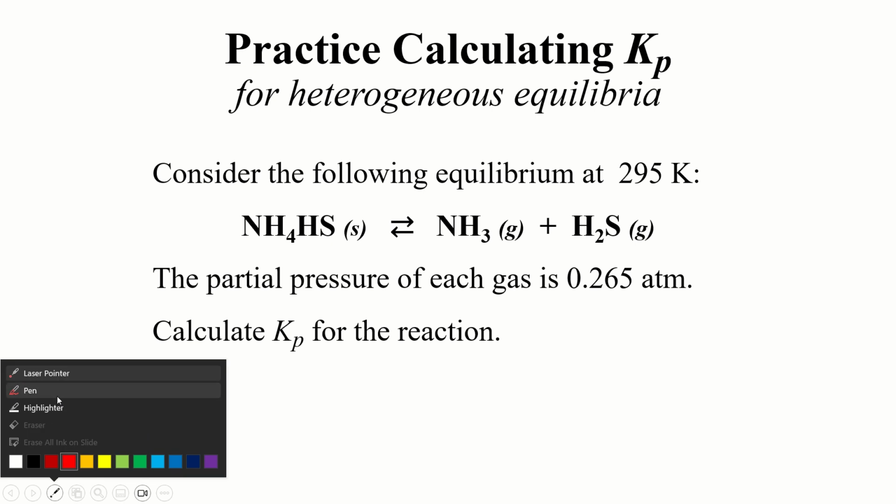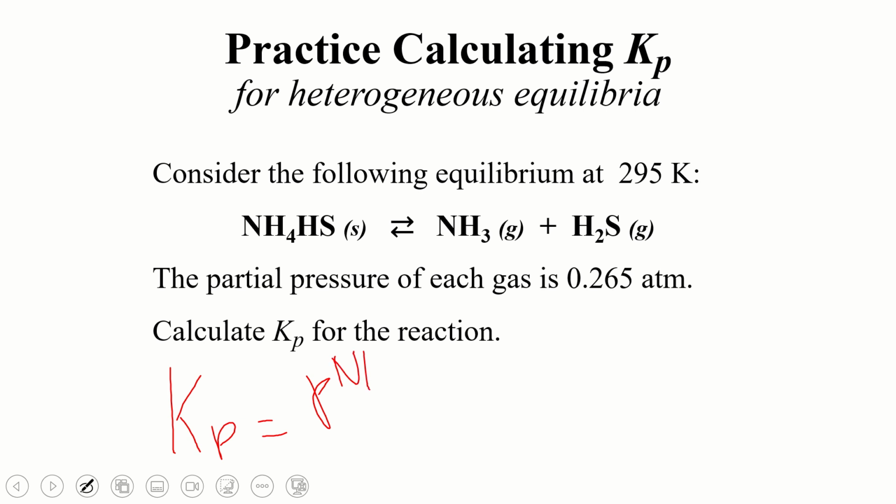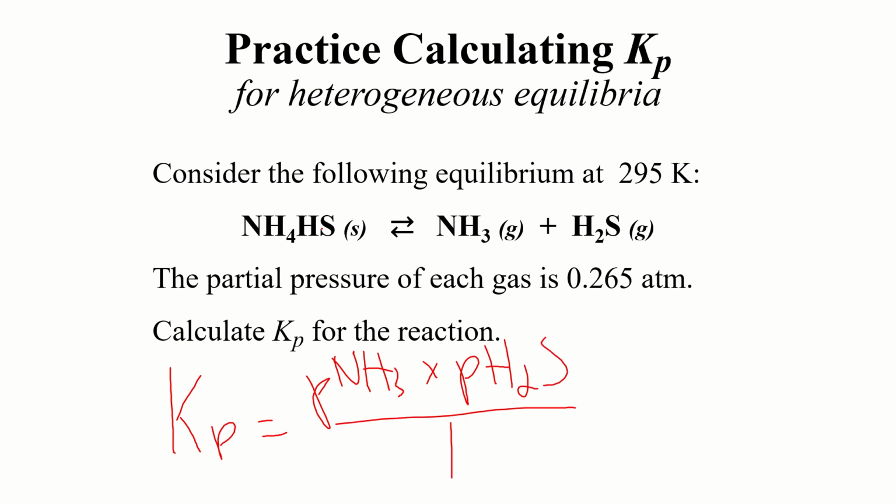Sorry about that. I didn't think I showed the work. I'll write this out real quick. So calculate Kp for this reaction. Kp would be equal to the pressure of NH3 times the pressure of H2S. And this would all be over 1 because NH4HS is a solid. So now you can just plug your values in and go. So I'll just plug in 0.265 for both, and I get a Kp expression that should be somewhere around 0.0. I plugged that in my calculator wrong.